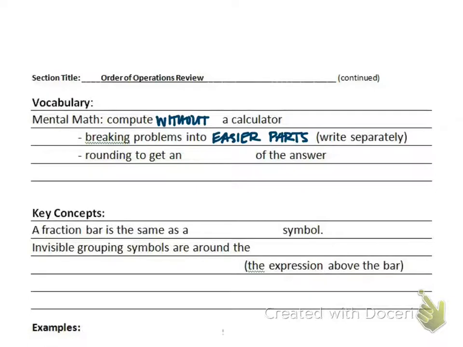Another thing to think about when we talk about mental math is rounding to get an estimate of an answer. So for example, earlier in the year we talked about how you can mentally compute 8 times, hold on one moment.